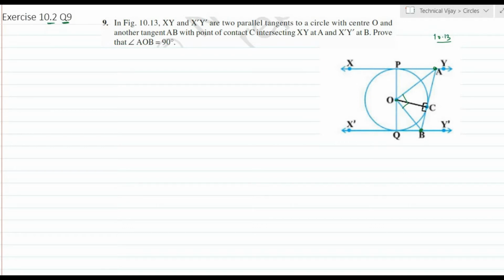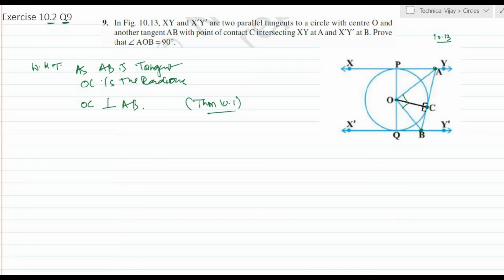Here we have joined O to C, because AB is a tangent and C is the point of contact. Now we know that as AB is a tangent and OC is the radius, OC is perpendicular to AB. This is theorem 10.1. Hence angle ACO is equal to angle BCO, which is equal to 90 degrees.